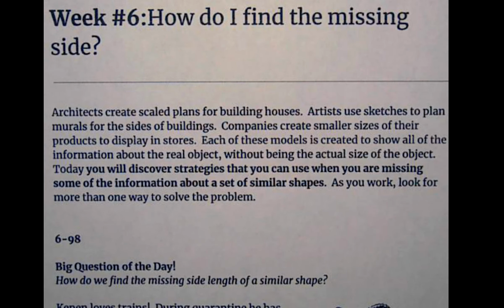For example, you guys know that you're getting a new school in a few years, a new middle school, and when you create that middle school, you have almost like a smaller scale version that you can look at and plan before the actual large version is built. Now, if that small version wasn't built to scale, then the big version would be all messed up, so it's very important. Today you will discover strategies that you can use when you are missing some of the information about a set of similar shapes. As you work, look for more than one way to solve the problem.